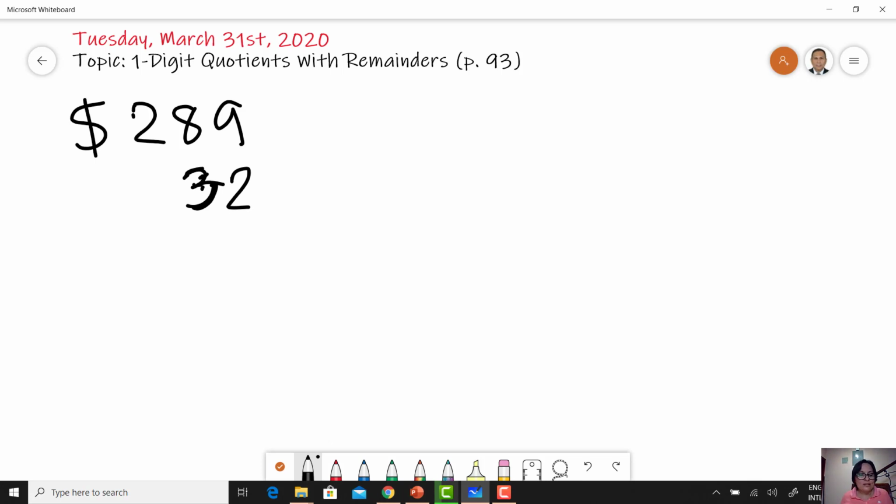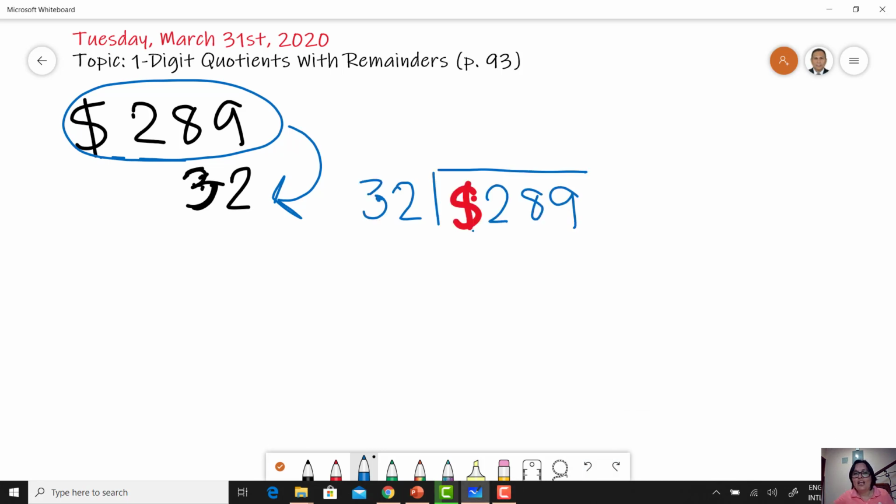So, to determine Juan's weekly payment, we have to divide the total cost by the number of weeks, by 32 weeks, in the store's payment plan. So in other words, we have to divide $289 by 32 weeks. So remember, guys, this topic I explained how to solve a division that has two numbers in the divisor. So here we have another division like that.